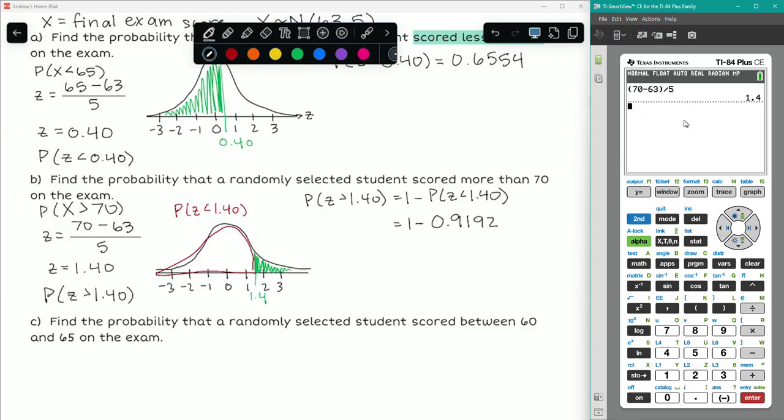And I know that that can't be the part in the green because that's most of the curve. That's 92% of the curve. And my area out here in the tail is clearly not 92% of the curve. So let's check on our calculator. 1 minus 0.9192 is 0.0808. So a little bit over 8% of students scored more than 70 on the exam.